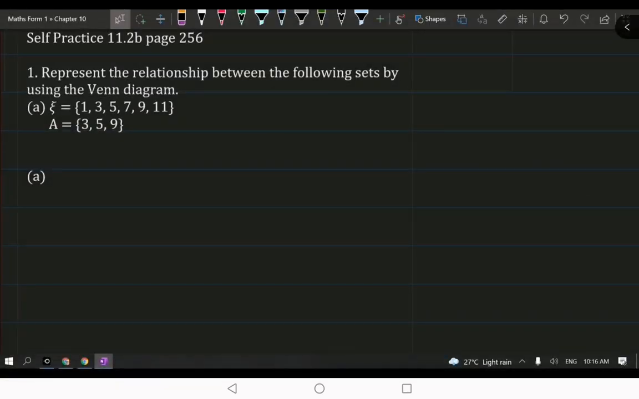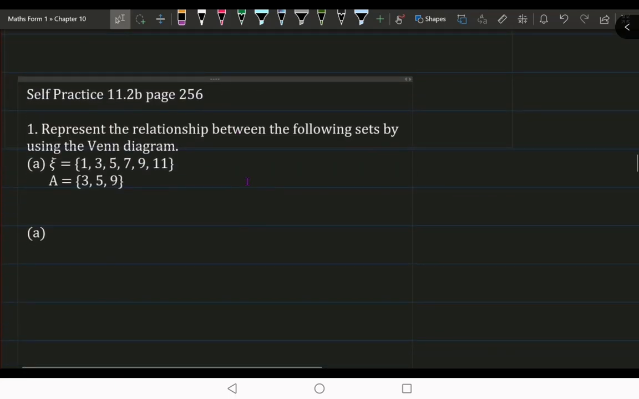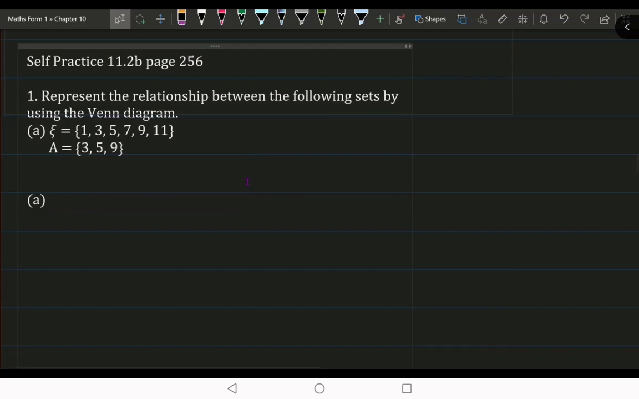Now you need to understand how to draw the simple Venn diagram, simple only. Okay, so we are taking the textbook, page 256. Separate this, 11.1.2b. We are going to represent the following set by using the Venn diagram. Now, question number A here.